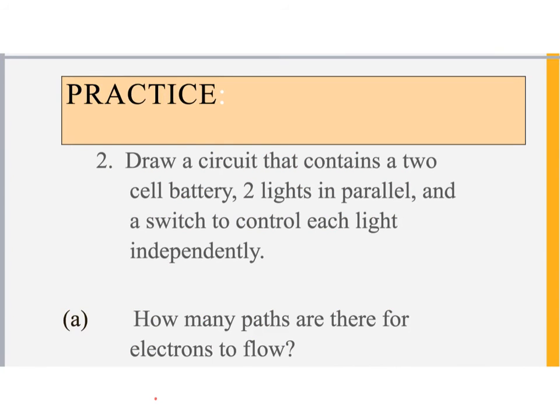All right, so now we have another opportunity to practice. This time we are going to draw a circuit that contains a 2-cell battery, 2 lights that are in parallel, and we need a switch to control each light independently. So pause the video and practice drawing this diagram, and then we are going to take a look at the number of paths in the next slide. So take a moment and draw your diagram.